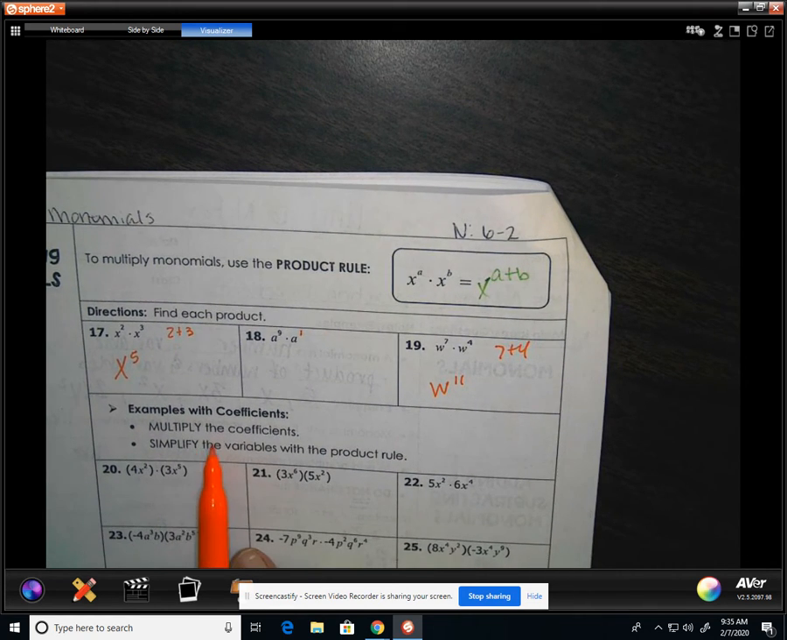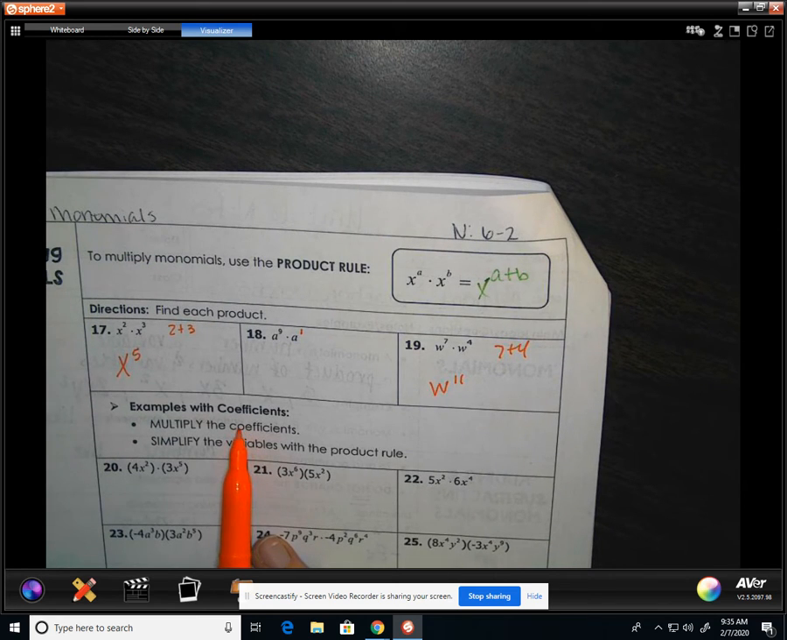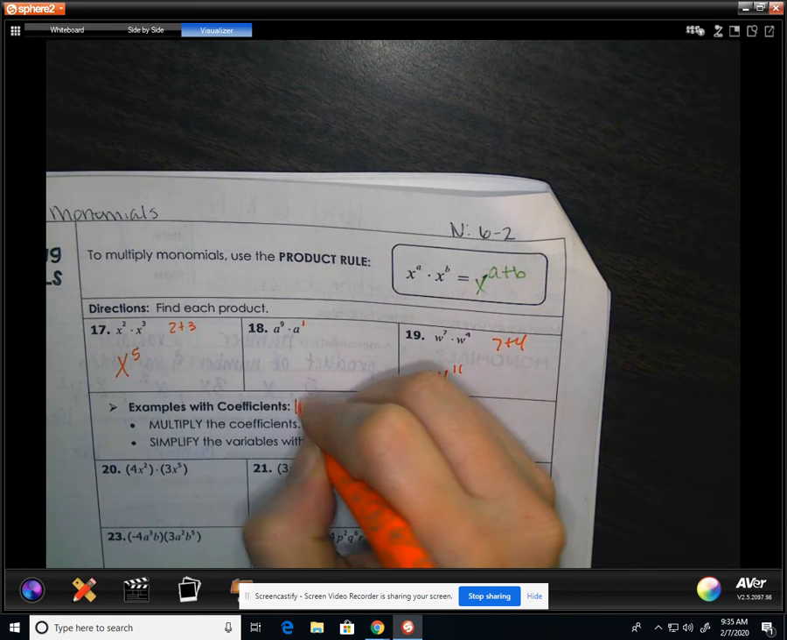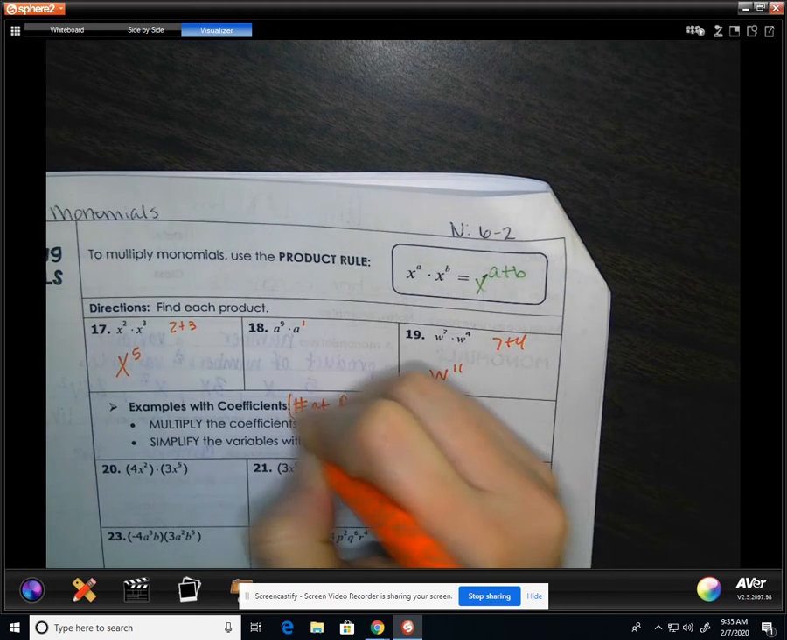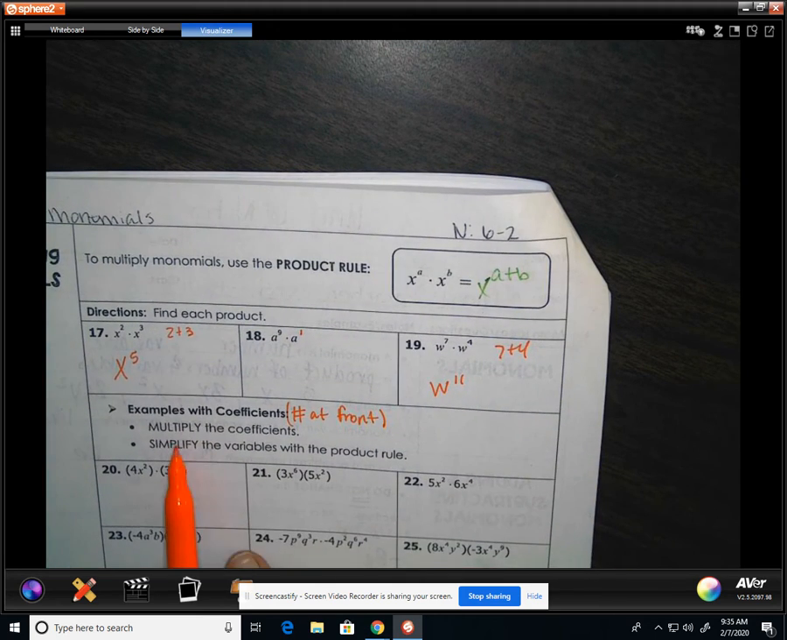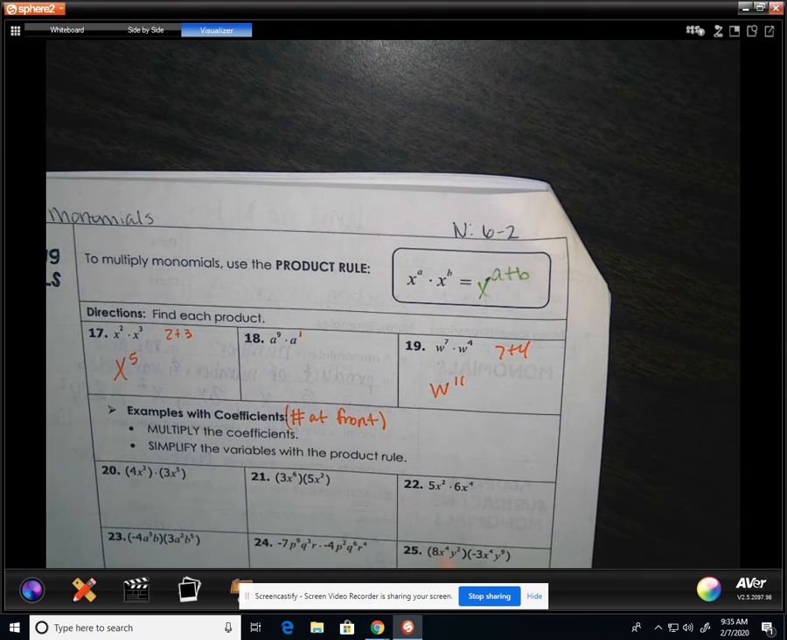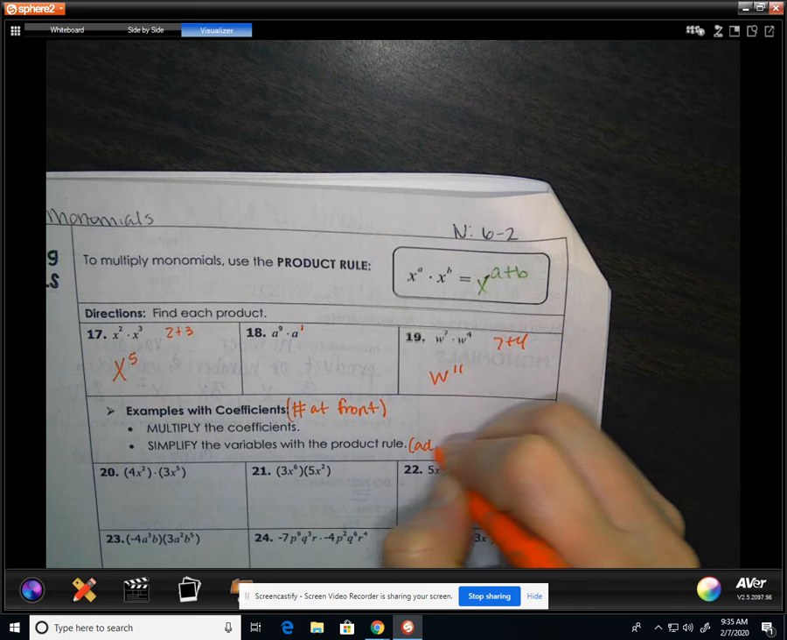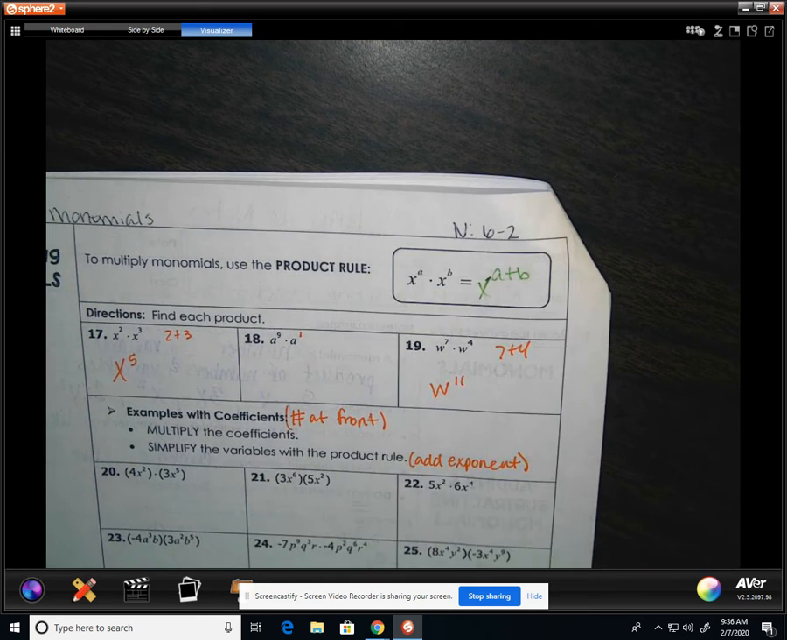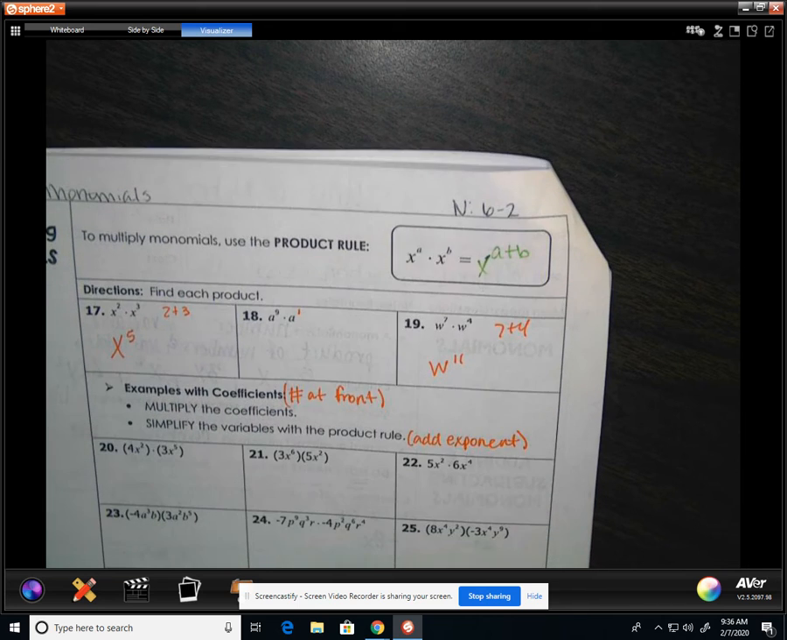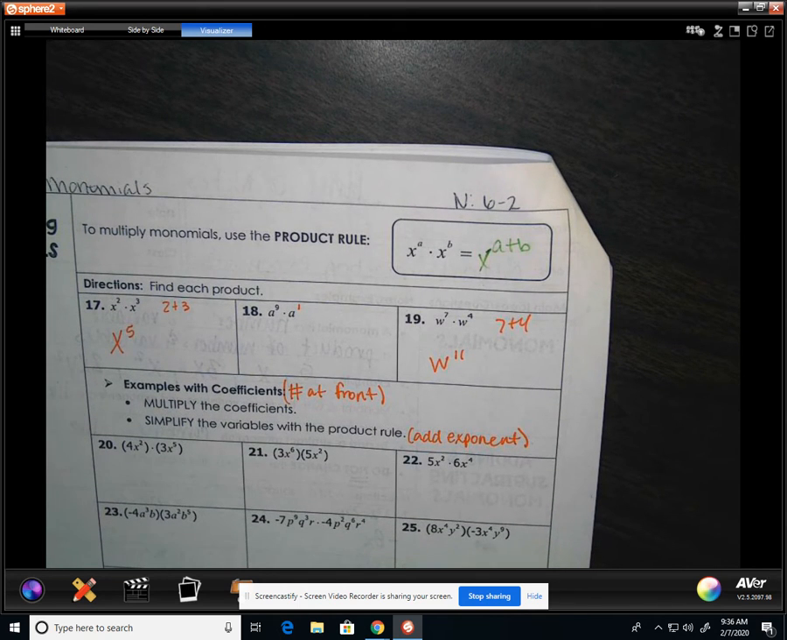Now, examples with coefficients. If you actually have a coefficient, and this is a number at the front, you're going to multiply the coefficients, and then you're just going to use the product rule, which means add exponents. Okay, so multiply coefficients, add exponents. So starting off, I'm going to skip ahead and do the evens.